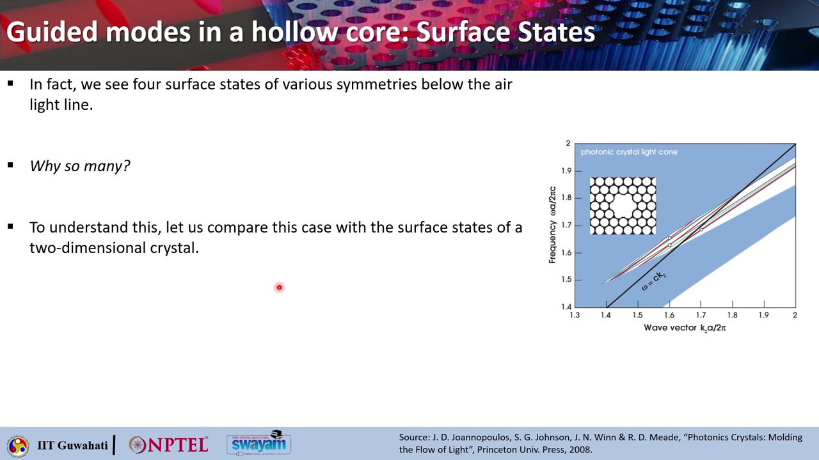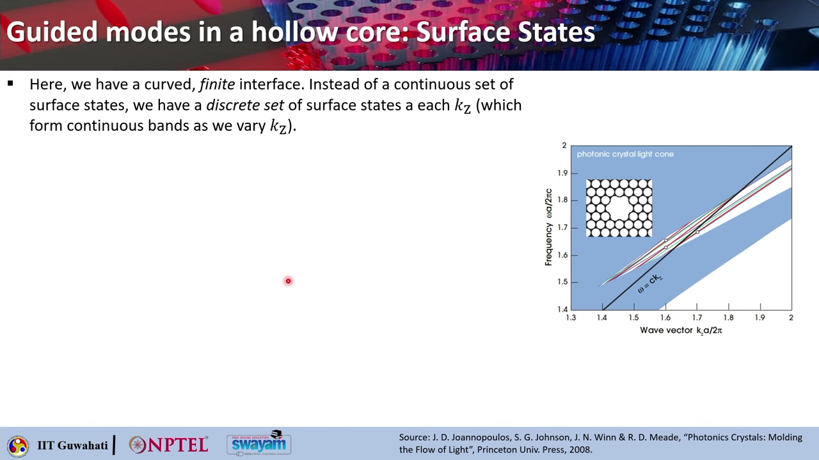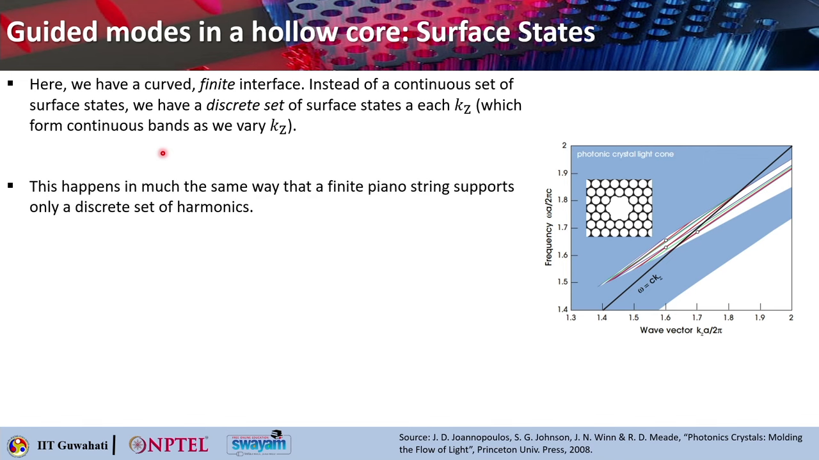And why so many? To understand this, let us compare this case with the surface states of a two-dimensional crystal. In two dimensions we considered only kz equals 0, and then we found a continuous band of surface states that propagated along a flat interface. Here we have a curved, finite interface. So instead of a continuous set of surface states, we will have a discrete set of surface states at each kz, which will form continuous bands as we vary kz. This happens in much the same way that a finite piano string supports only a discrete set of harmonics.